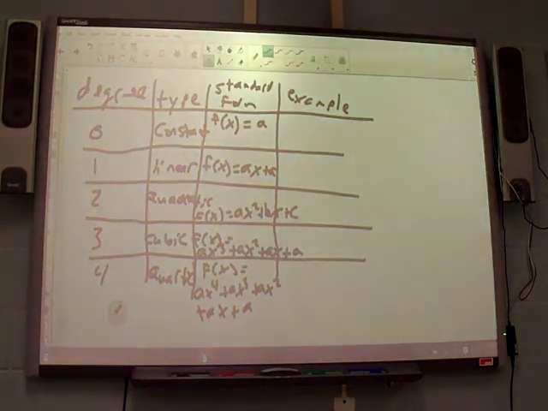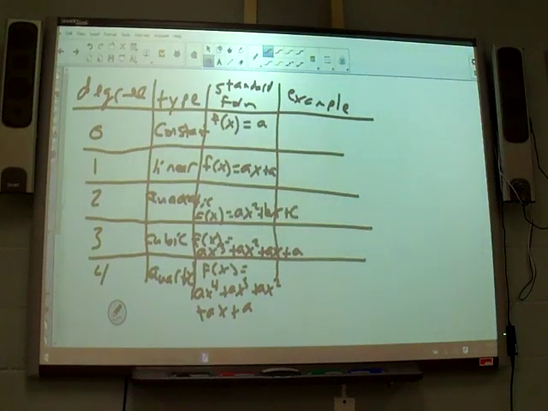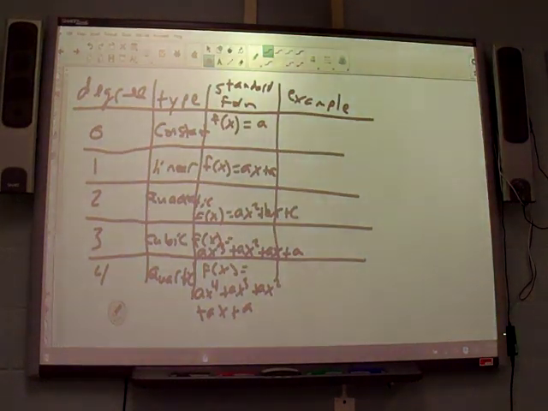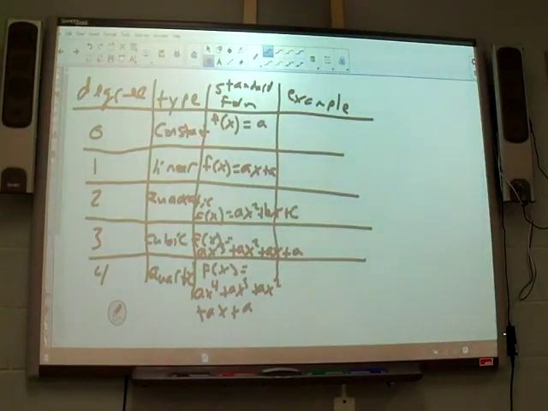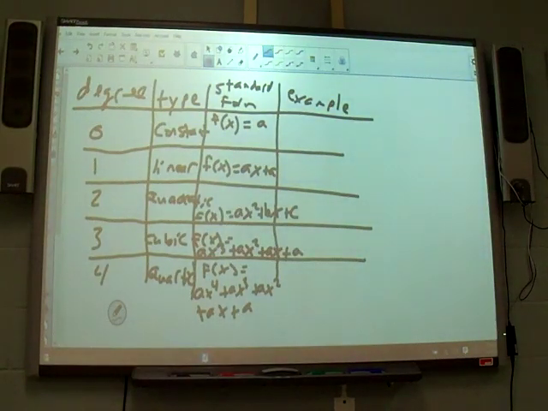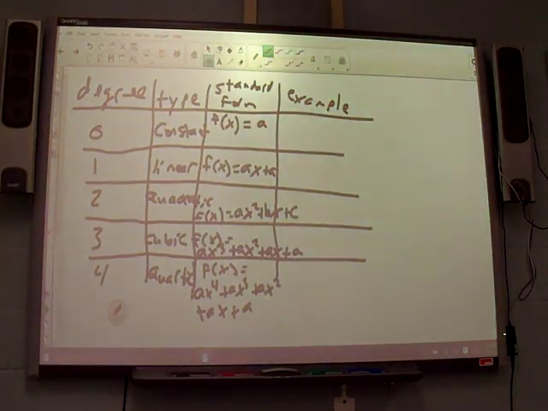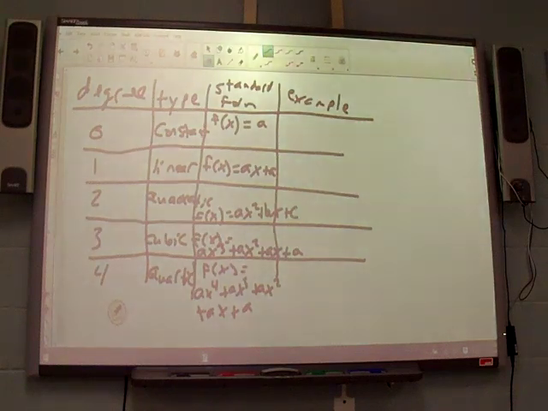Generally speaking, as far as your standard form is concerned, it goes the highest degree first, so your highest exponent first, and then just descending order or downhill from there. So if you had something, I could have a polynomial to the 5th power. I stopped at 4th, right? I could have one to the 5th power. So then standard form would be whatever to the 5th, whatever to the 4th, whatever to the 3rd. They would go downhill.